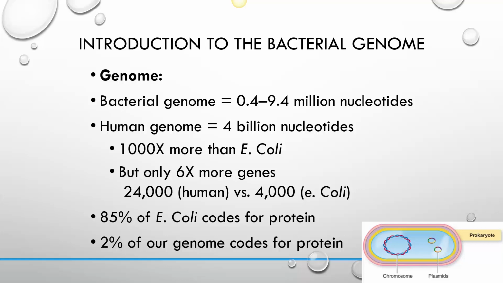information. So a human genome is 1,000 times larger than E. coli, but only 6 times more genes. So 24,000 genes in a human versus 4,000 genes in E. coli. 85% of E. coli's genetic material codes for protein, but only 2% of our genome codes for protein. So what is the rest of it doing? We're going to learn a little bit about that as we go through this lecture.